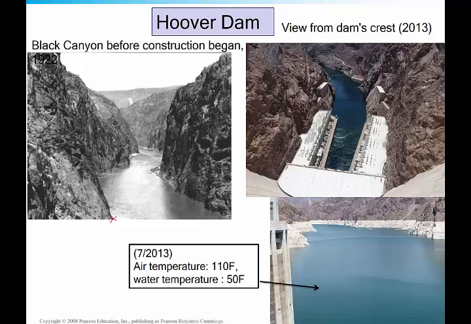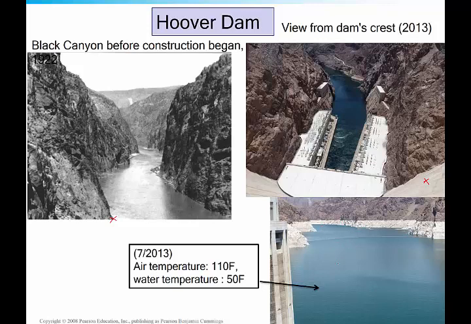So this picture over here is a view from the top of the Hoover Dam. It is a huge, huge dam. It contains a tremendous amount of concrete. In fact, if you took all the concrete in the Hoover Dam, you could pave a highway from San Francisco to New York City. It's really large. This is a view from the bottom of the dam, and you can see the Colorado River moving along.